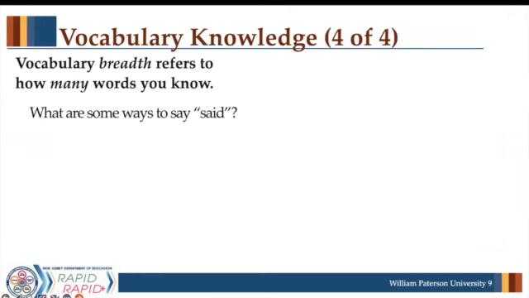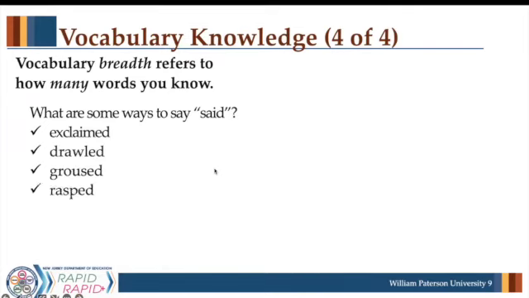When thinking about vocabulary, we first are going to think about breadth. How many words do I know? Now, a word like said, which is a tier one word, has many different synonyms. So these synonyms can be tier two, more nuanced, sophisticated words like explain, exclaimed, which is, I'm saying it very loudly, drawled, groused, rasped, cooed, and quipped. These are all different ways to say said.